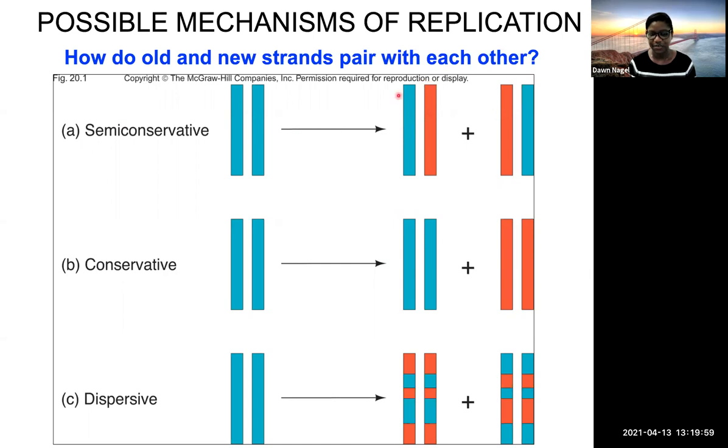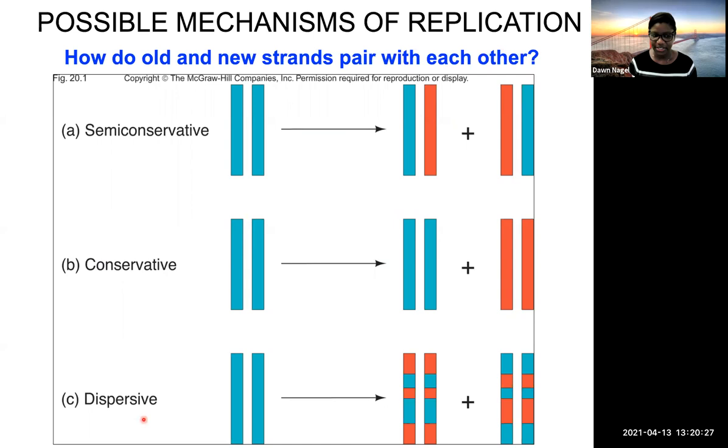So what you have in the end is an old strand and a new strand. It's semi-conservative because you're only conserving one of the strands that's present in this new replicon. Conservative means that what you started with, your original double strand, you also have this double strand after the DNA gets replicated, and then you have a new set of daughter strands present as well.